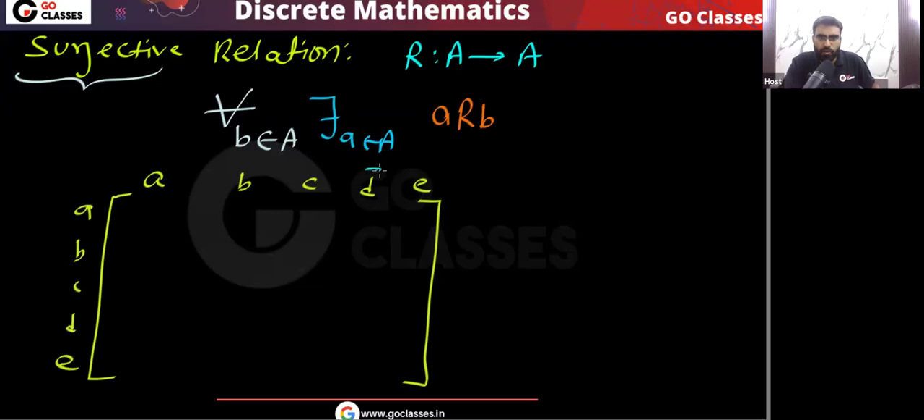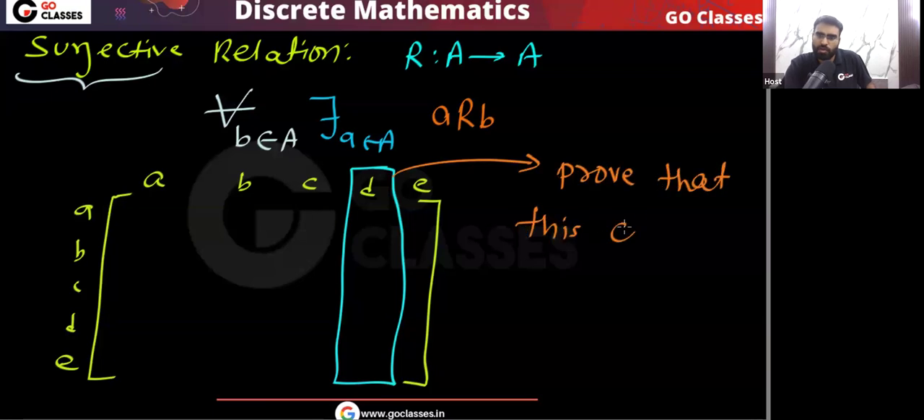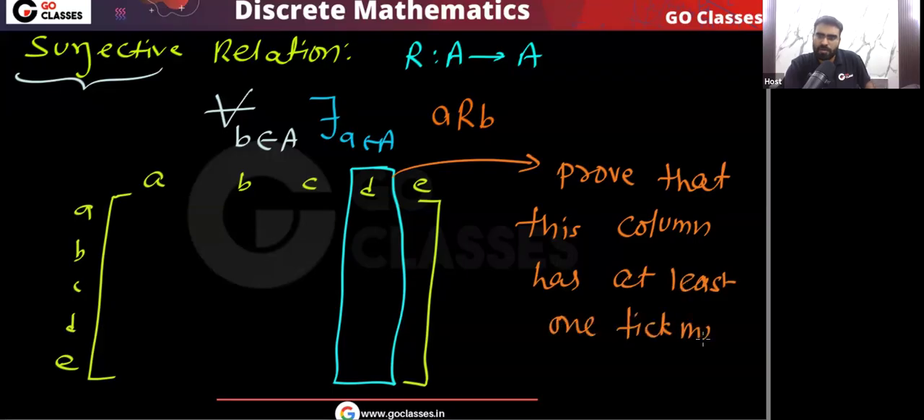Now, can you prove that this column will have a tick mark? How can you prove it? Prove that this column has at least one tick mark. Please tell me, how can you prove it?